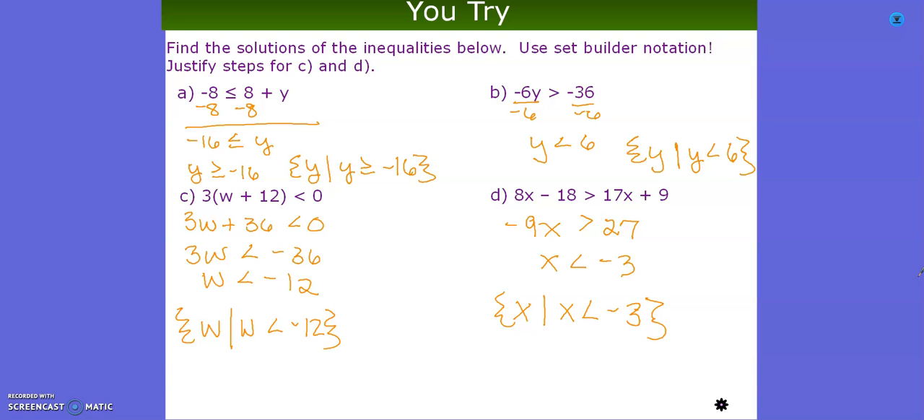On letter D, I combined some steps here, but I added 18 to both sides, so that would be the addition property of inequality. And then I subtracted 17x, so that's the subtraction property of inequality. Then we divided by negative 9. That division by negative 9 means we need to switch our inequality symbol from a greater than to a less than, and we'll get x is less than negative 3.